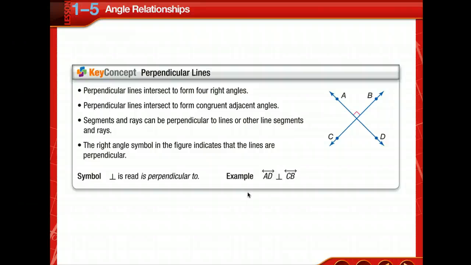Lines, segments, or rays that form right angles are perpendicular. And so here we're given key concepts about perpendicular lines. Now you're very familiar with perpendicular lines, so I'm not going to insult your intelligence by reading this to you. I would like for you to pause the video and look at this, read it through, and study the diagram, and then we'll continue on.